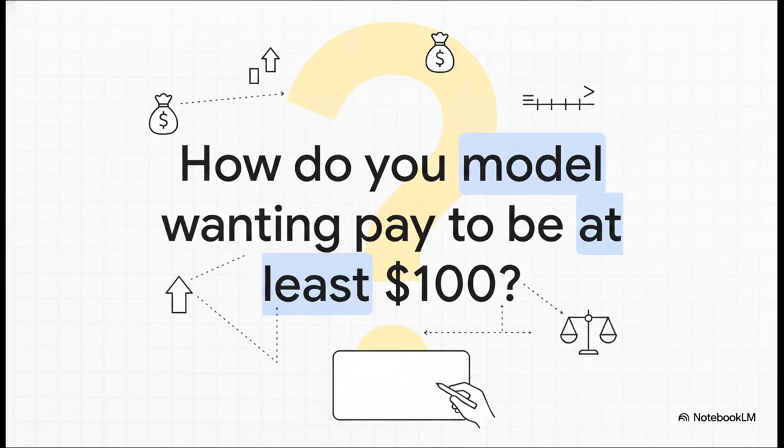So I'll leave you with this to think about. If you are paid $50 per week plus $3 per sale, and you want your pay to be at least $100, how would you model this new real-world relationship?